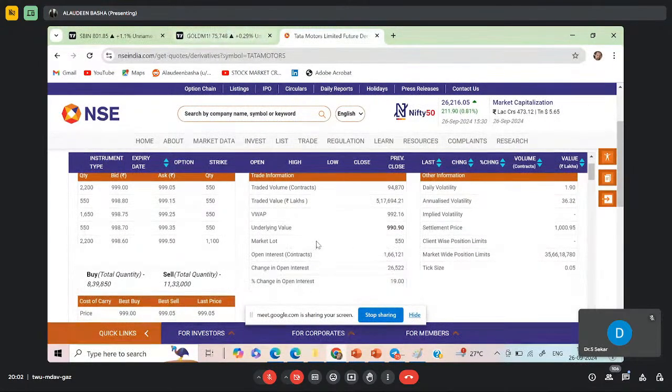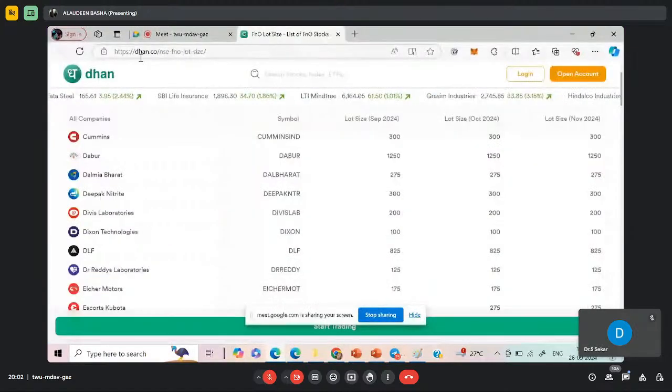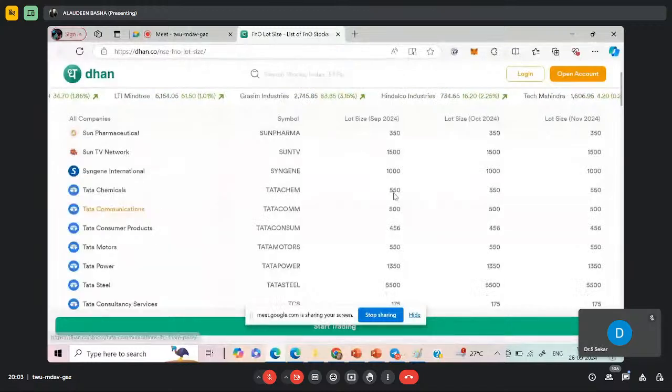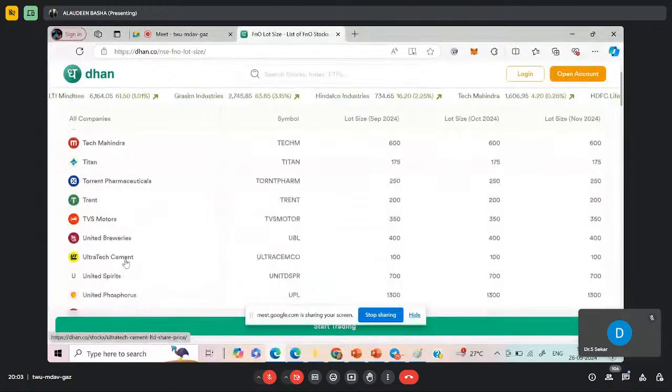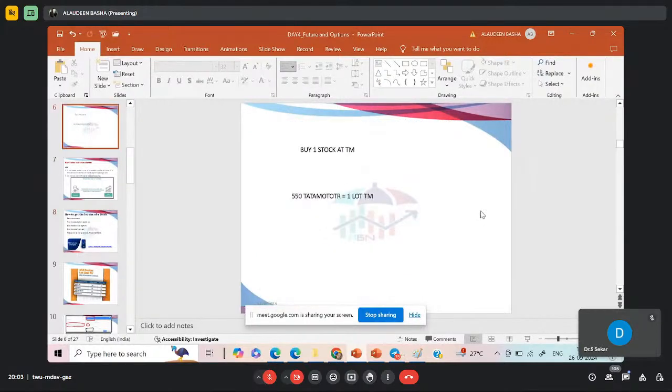Or if you want to note all the lot sizes, you go to a particular website, don.co. NSE F&O lot size. This website has all the F&O stocks with three months of lot sizes: September, October, November. All the lot sizes along with the indices will be available on this website.